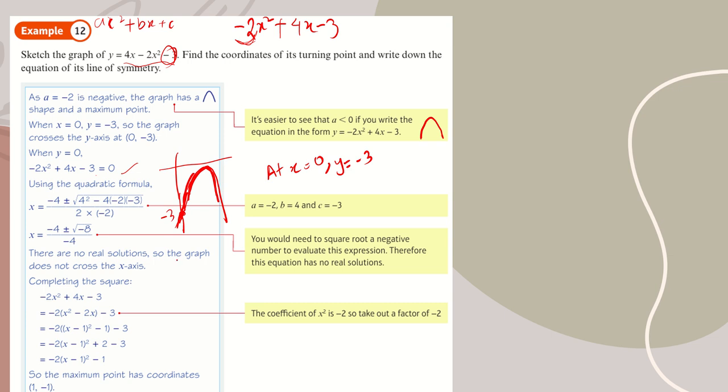So that's confirmed. Now we have found that there is no real x value. That means it will not cut the x-axis, but it will definitely cut the y-axis at minus 3. We have learned how the shape would be, where it will cut the y-axis, and that it will not cut the x-axis. Now what remains is the maximum point.